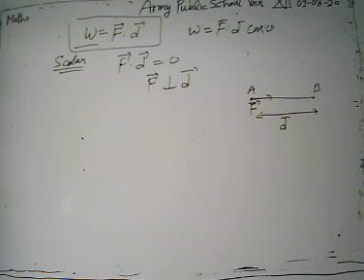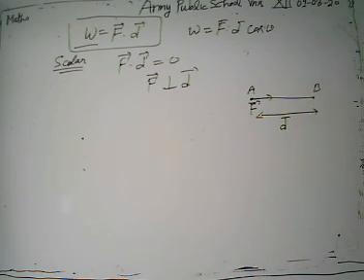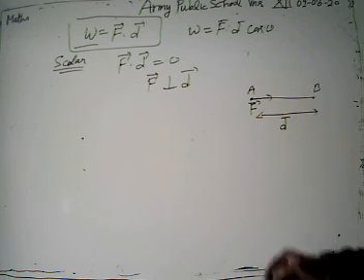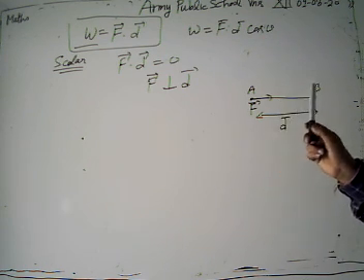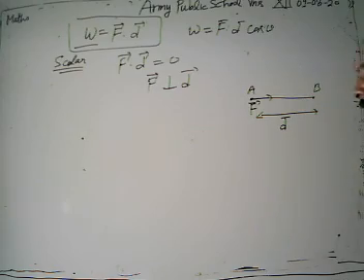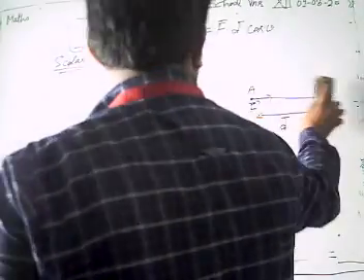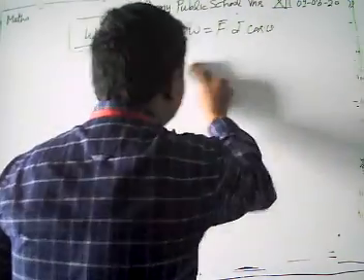Also, if the angle between D and F is an obtuse angle, then our work done is what? Cos of an obtuse angle, more than 90 degrees, is negative. Then our work done is negative. Some points you have to remember. Now we are going to take one example based on our application of dot product, how we can get work done.